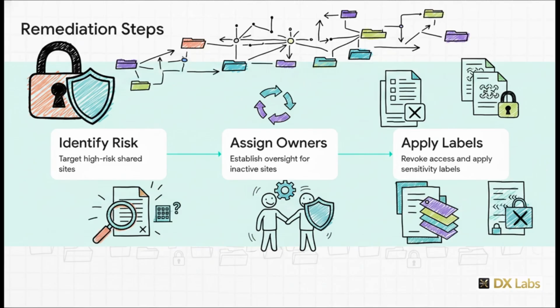First, you analyze the report to identify the specific risk, like maybe a legal team site is just sitting wide open to external guests. Second, if a site is flagged for having inactive owners, you immediately assign new owners to reestablish some oversight. And finally, you take targeted actions. That can mean revoking guest access, applying those encrypted sensitivity labels we talked about earlier, or just disabling external sharing entirely for that specific workspace.